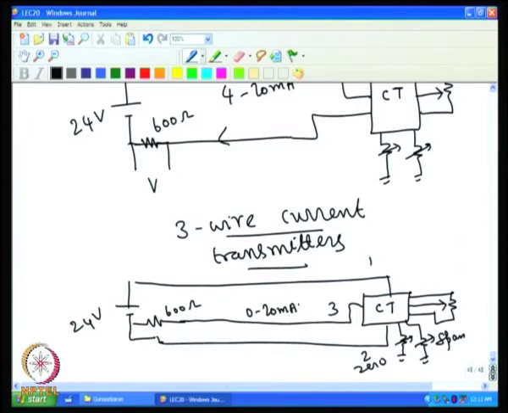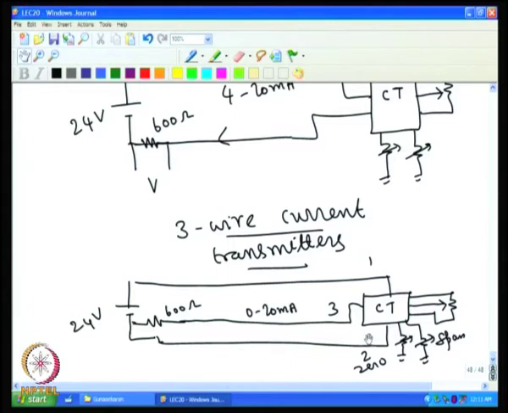So, unlike the 2-wire system where we have 4 and 20, here we have 0 and 20. This is because the current consumed by the circuit is not coming in this signal wire. Even if the current consumed by the circuit changes, it has no effect on the signal. So, even if the current consumed by the circuit changes, you will have no error on the measured quantity. That is the advantage of 3-wire current transmitters.